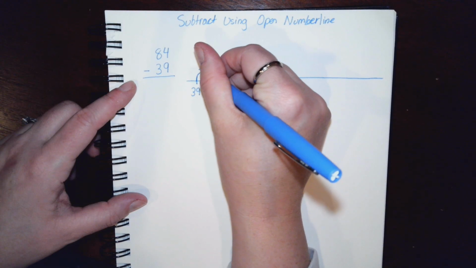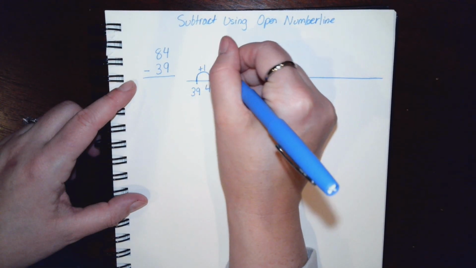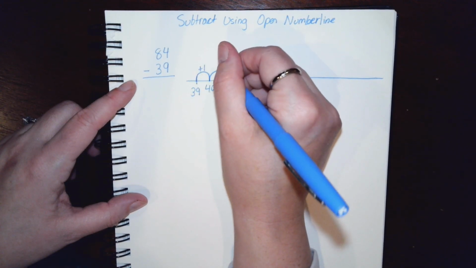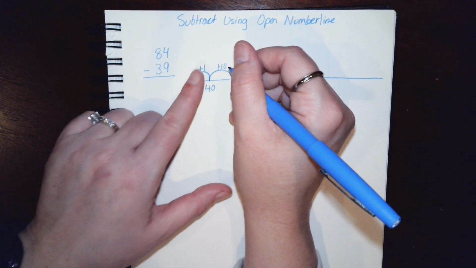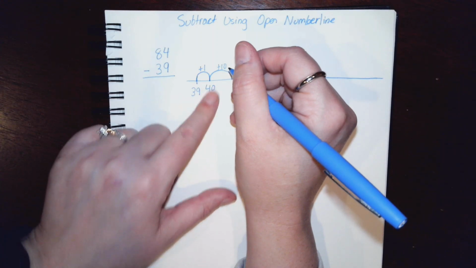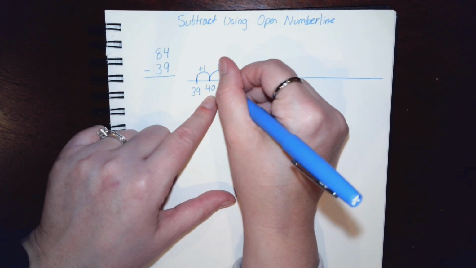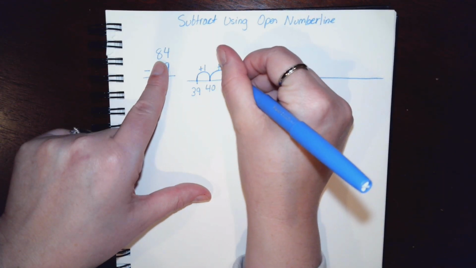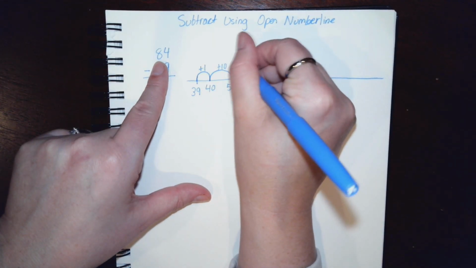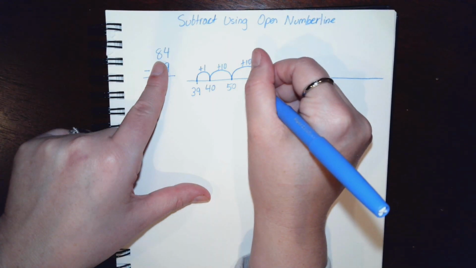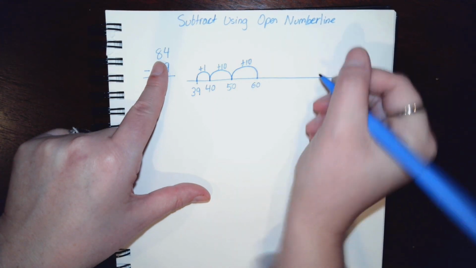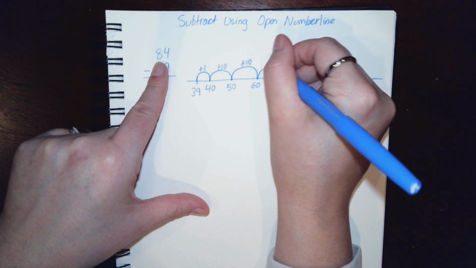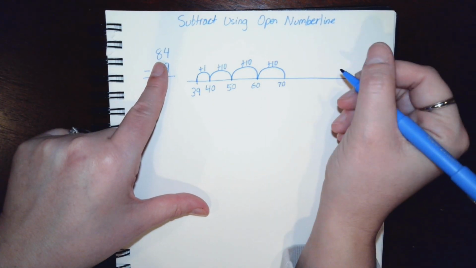Now, if I do a +10, notice I am marking at the top of each of my hops how far I go. This is important for the end. So if I added 1 to get to 40, now I'm doing +10 to get to 50. Am I at 84 yet? Nope. So I can do another +10, and that gets me to 60. Not at 84 yet. I'm going to do another +10. That gets me to 70.